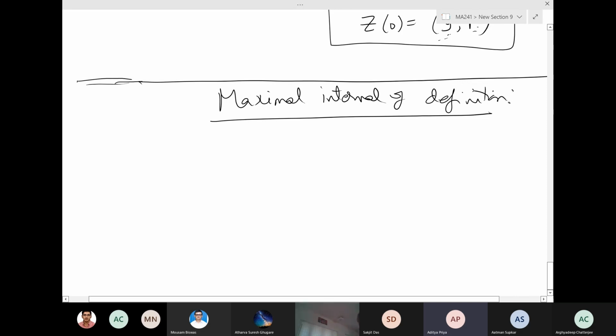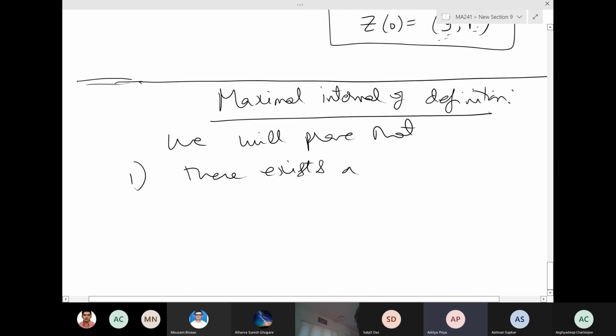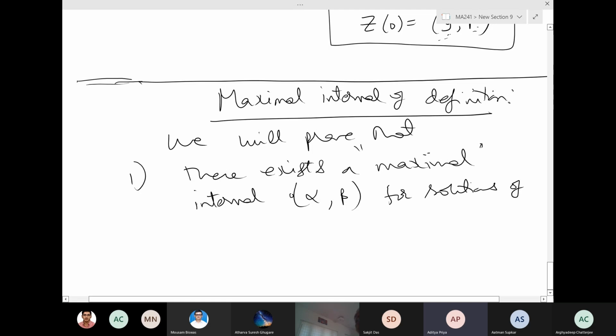So the first thing we'll prove is that there exists a maximal interval, which is necessarily going to be an open interval, the maximal interval (alpha, beta), for solutions of the IVP.